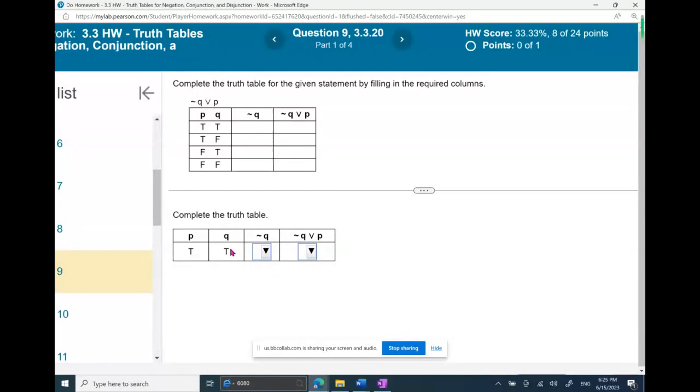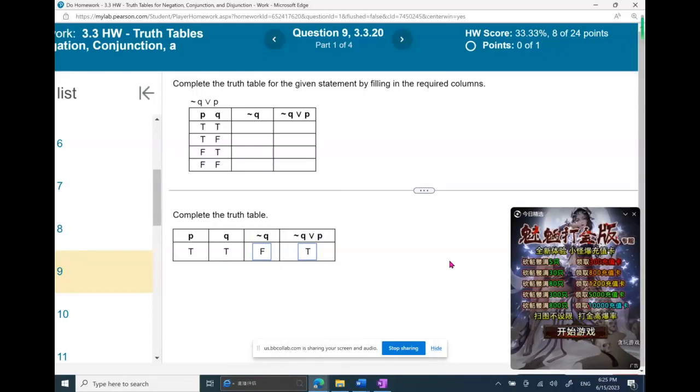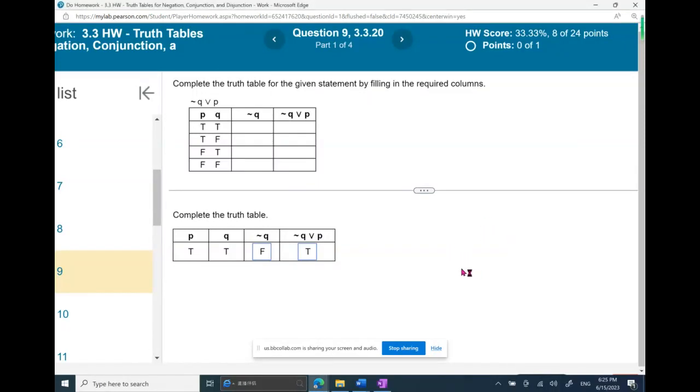Column 2 and column 3 should have opposite values, because Q and not Q, right? So when Q is T, not Q is F. Now let's look at this disjunction. The first component is F. The second component is T. So is the disjunction T or F? Why? Because they are not both F, right? If they are not both F, then it's going to be T. At least one piece is true, and we have that true.